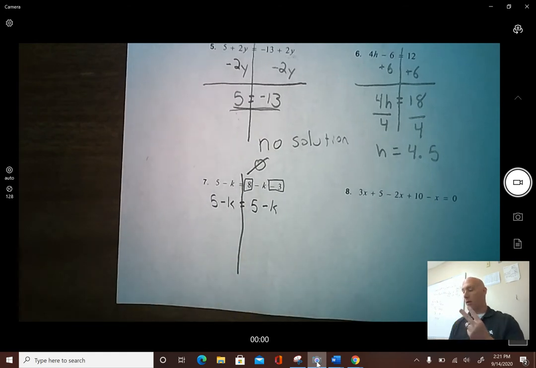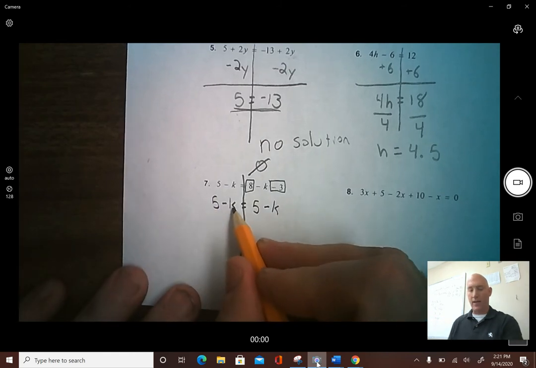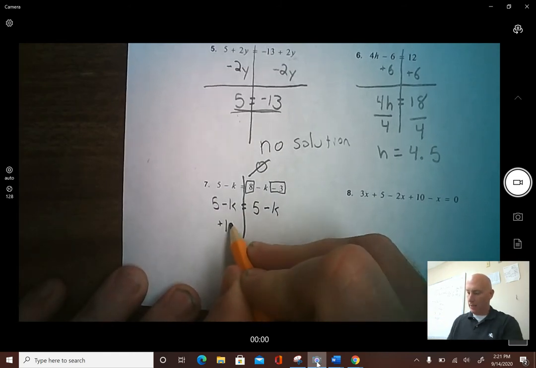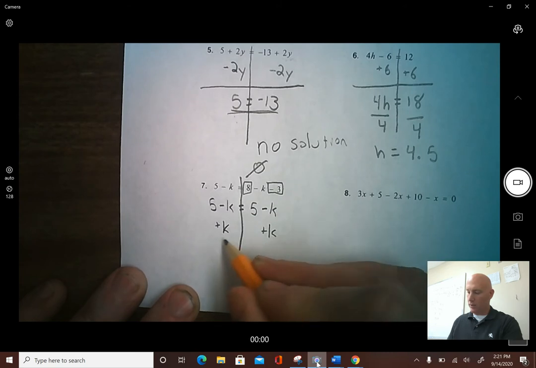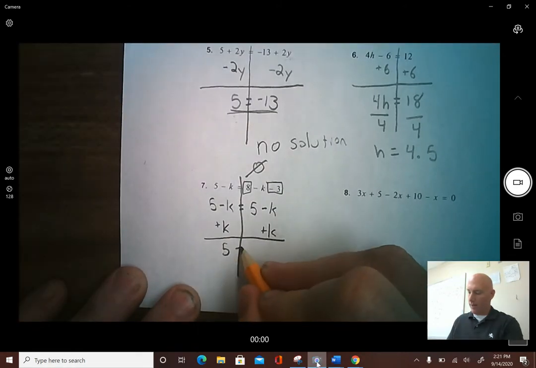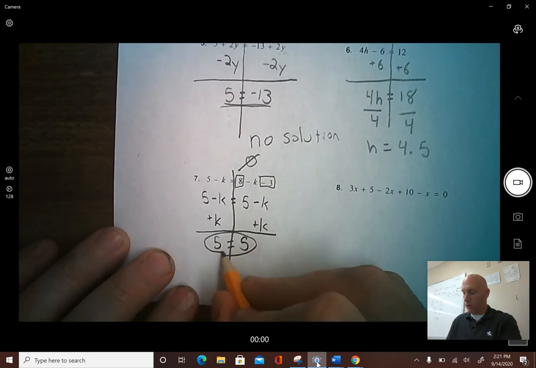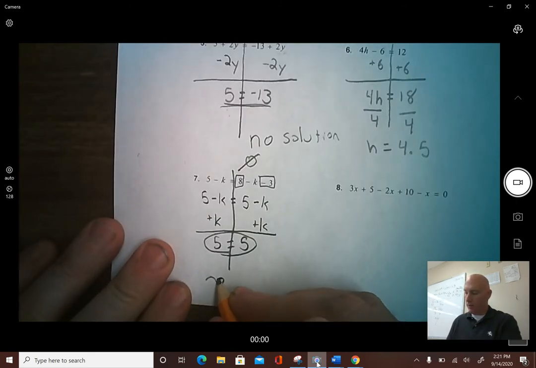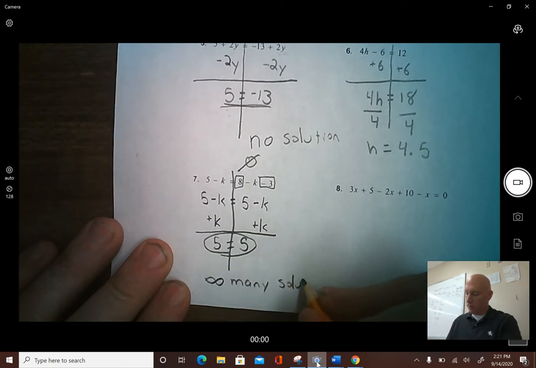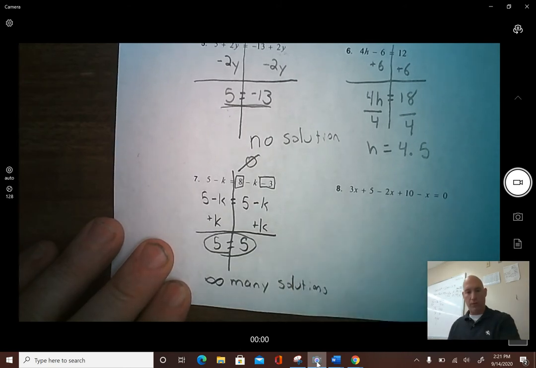Step 2, all my variables. Now I'm on step 2. I have variables on both sides. I need to remove one of them. I'm going to remove that negative k by adding k. If I do it to one side, I do it to the other. I'm at 5 equals 5. And again, you should start getting alarm bells. I have now a true statement. Whenever you have a true statement, it is called an identity, and you have infinitely many solutions. Okay?